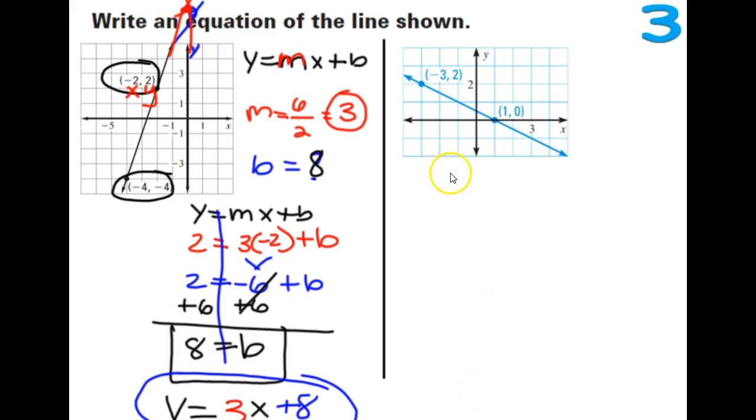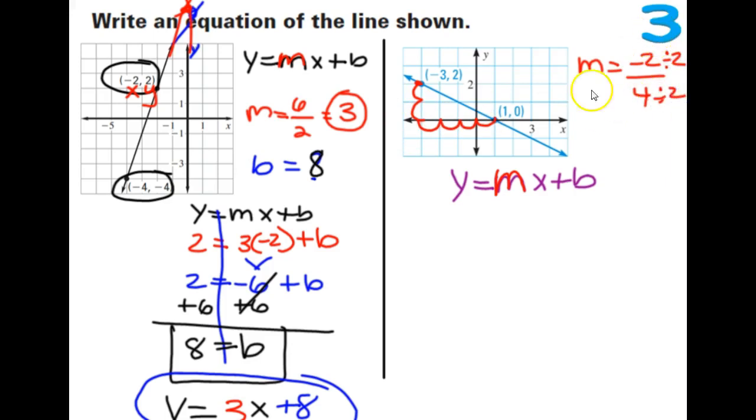Next, let's do the same thing over here. We're looking for our equation, y equals mx plus b. So let's first find m. I'm going to start here. I'm going down negative 2, and we're running 1, 2, 3, 4. I can divide by 2. So negative 2 divided by 2 is negative 1. 4 divided by 2 is 2. So there's our slope.